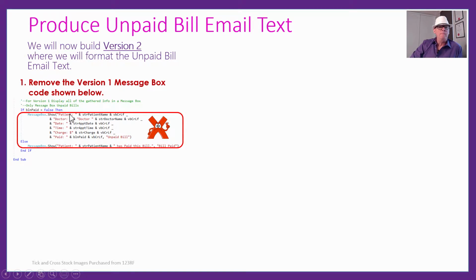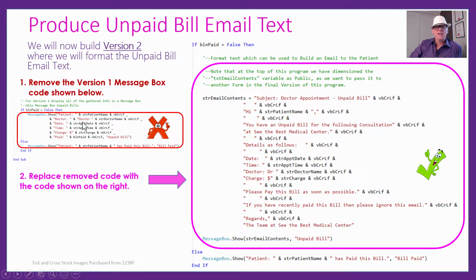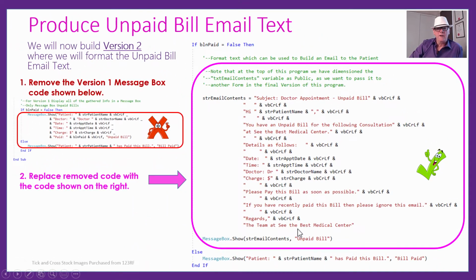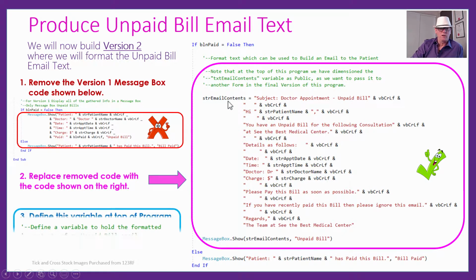So just go into the program there for the BTN unpaid email and keep that, but just delete all of this out. And we're replacing it with this. So if the Boolean paid is false, we're going to make one variable, str email contents, okay? And that's going to join together all of those data items plus some text here to build an email, all right?